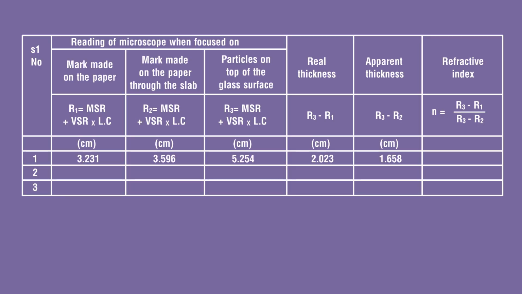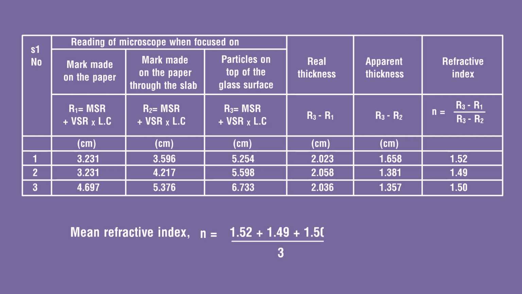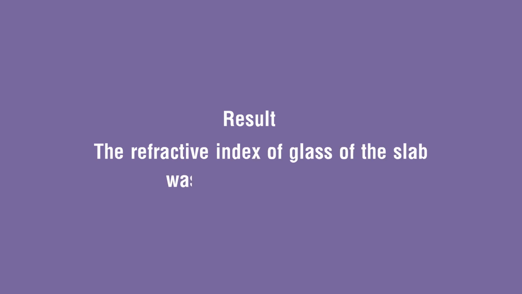Repeat the above steps 2 more times and record your observations. Find the mean refractive index of the glass slab. Results. The refractive index of the glass slab was found to be 1.503.